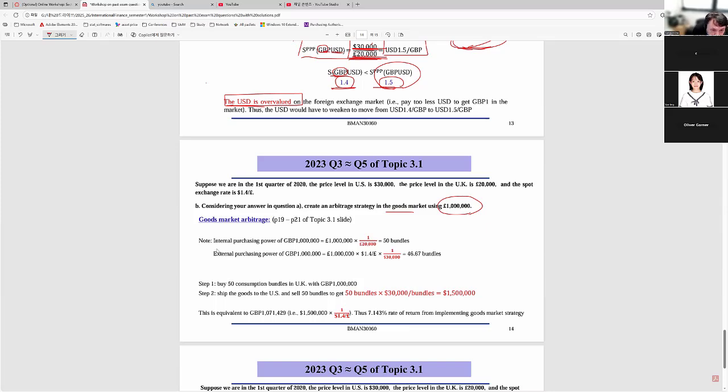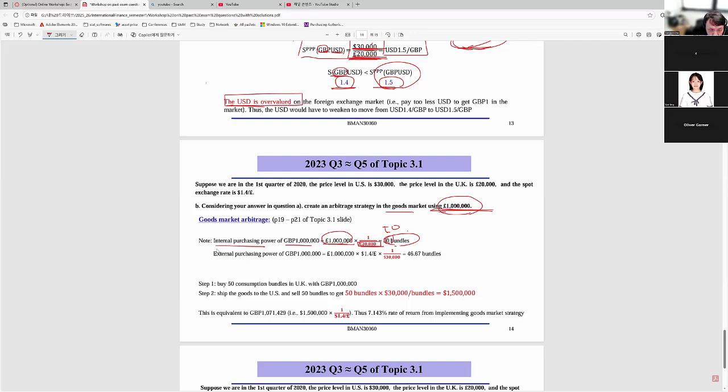You need to first compute how many consumption bundles you can buy using this one in the UK and using this one in the US. So in the UK, using 1 million pounds, you can get 50 bundles. For every bundle, you have to pay 20,000 pounds. So if you have 1 million pounds, obviously you can get 50 bundles. We call that internal purchasing power.